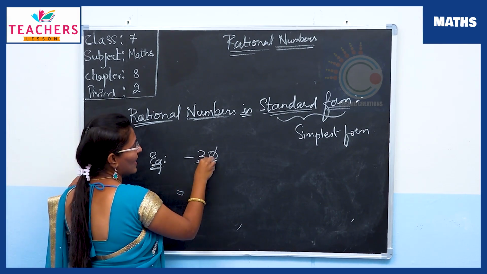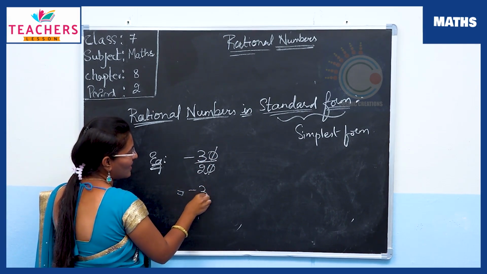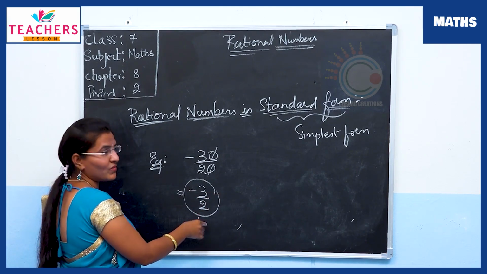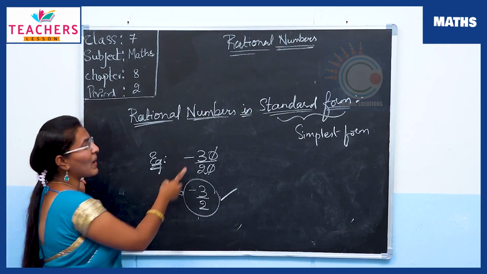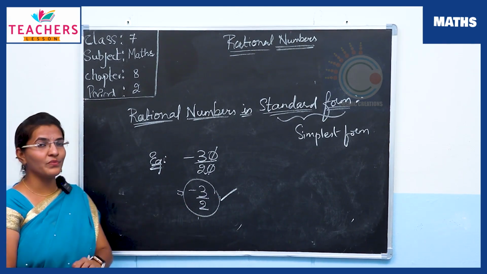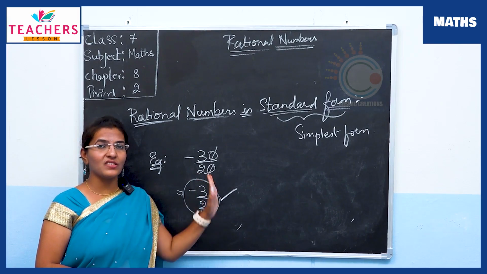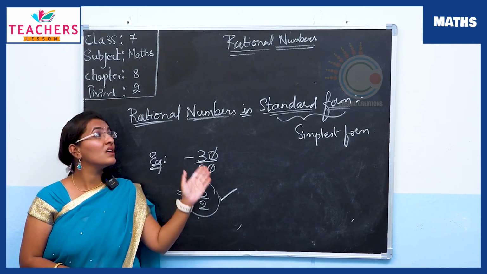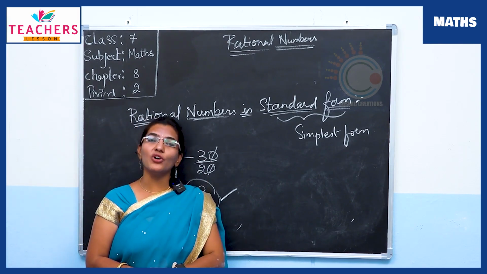Yes, 0, 0 gets cancelled. Simply we can write this as minus 3 by 2. Can I still reduce minus 3 by 2? No, this is the final one. So, the standard form of minus 30 by 20 is minus 3 by 2. Clear, right? And the sign will not change. Sign will be as it is. So, this is nothing but the rational numbers in standard form we are going to express.